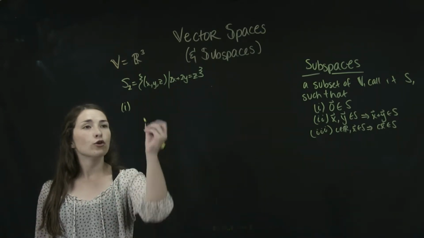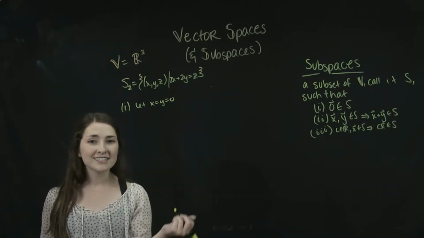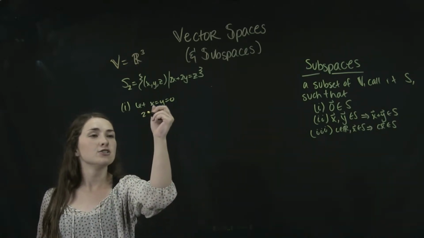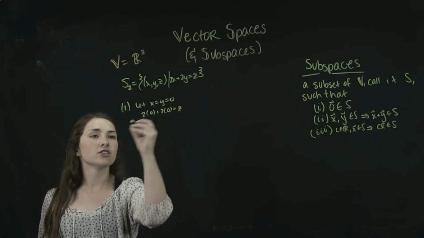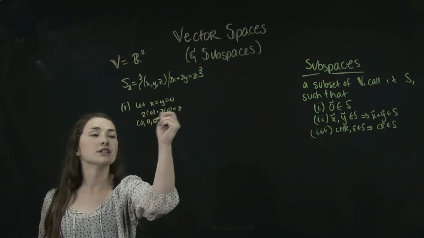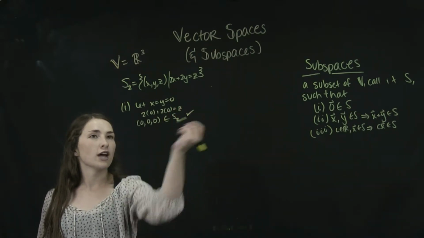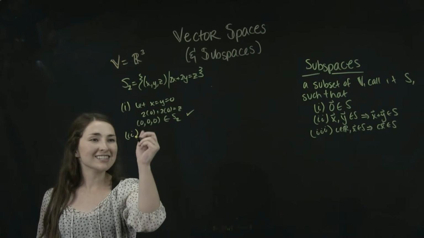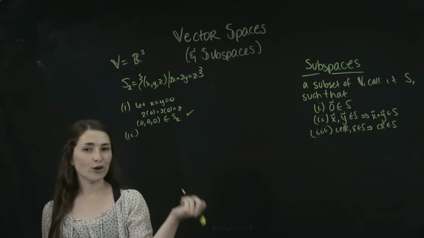Okay, so if we let x equal y equals 0, we will see that 2 times 0 plus 2 times 0 equals z. So then we know that 0, 0, 0 is in our subspace. So check. Now if we take our second one, let's write this like it looks like a matrix, just so it's kind of easy for y'all to visualize.